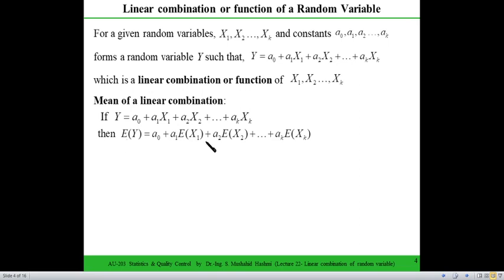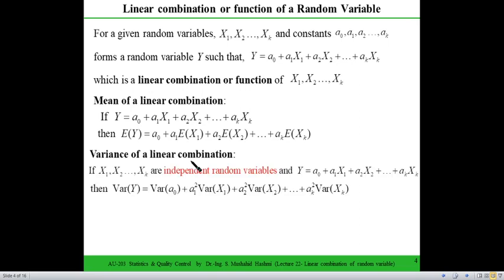So this is how we can write down the mean of the linear combination of the random variable. And the next thing is the variance of the linear combination of a random variable. Let's say if we have x1, x2 are independent random variables, so there is no dependence of the outcome due to the random variable x1 with an outcome of x2 or x3 or xk, then we call these random variables independent random variables.